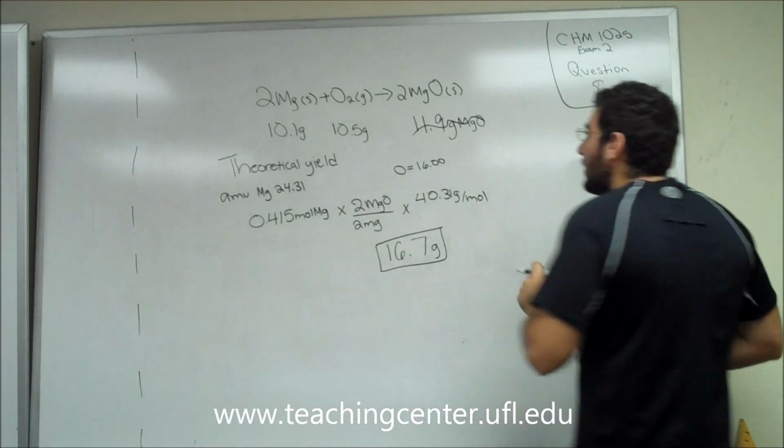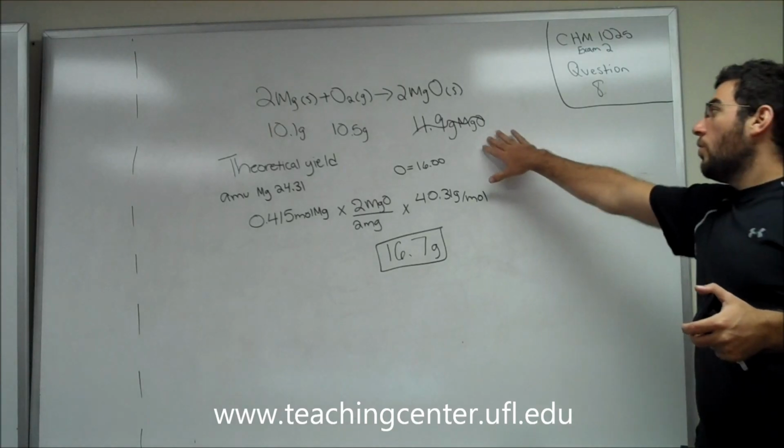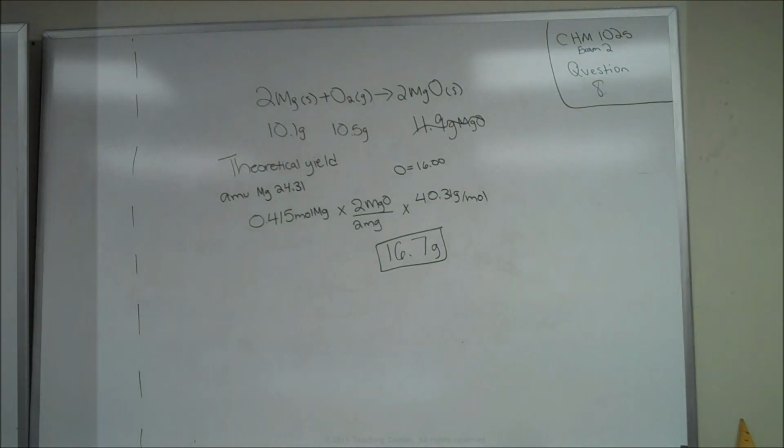So this 11.9 grams of magnesium oxide actually has nothing to do with this question. You could solve it the same way. If they asked what was the percent yield, then you would need to find out what this 11.9 was. So once again, the answer is answer choice number 2, 16.7 grams.